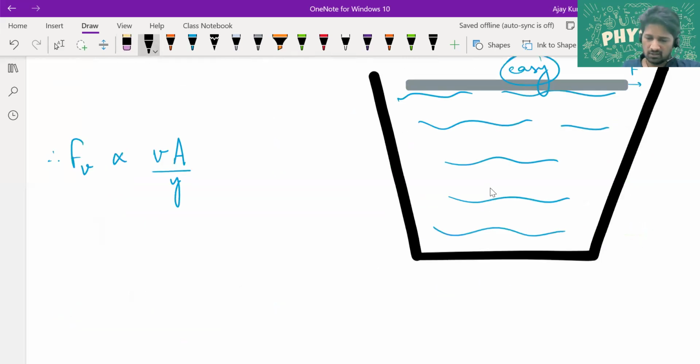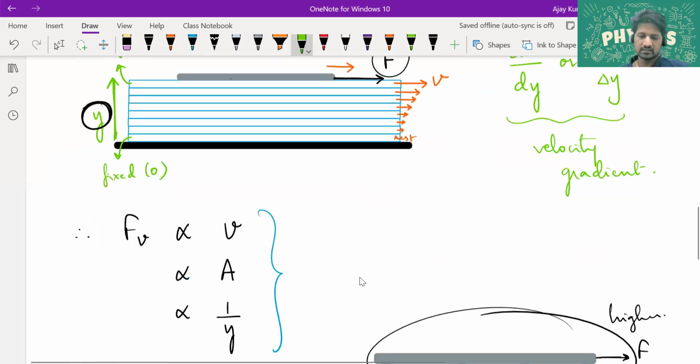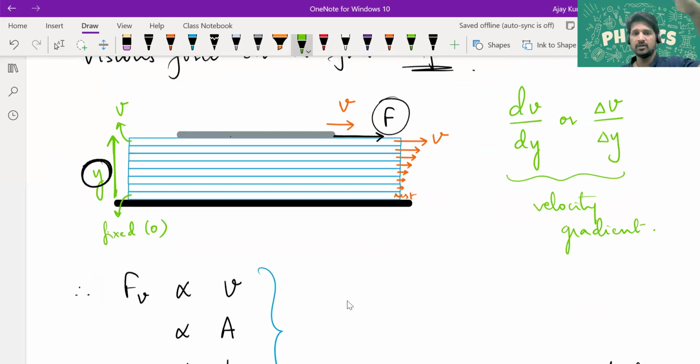Now, the proportionality constant in this case is something called the coefficient of viscosity of the fluid. So we can write viscous force is equal to eta, the proportionality constant, A v divided by y. A more appropriate expression would be, like in this case, y is the distance between the layer which is at rest and the layer which is moving with speed v.